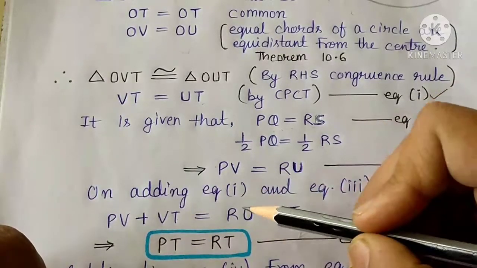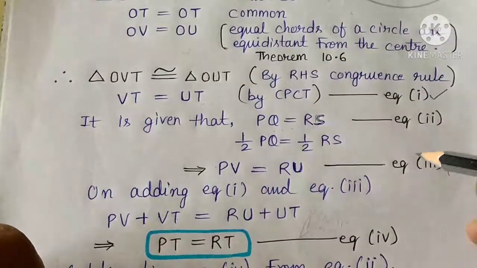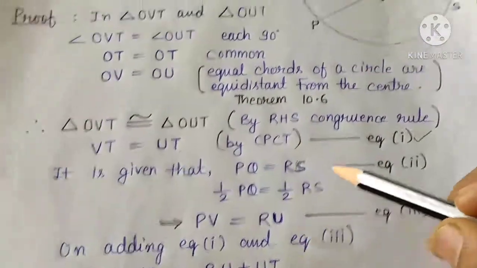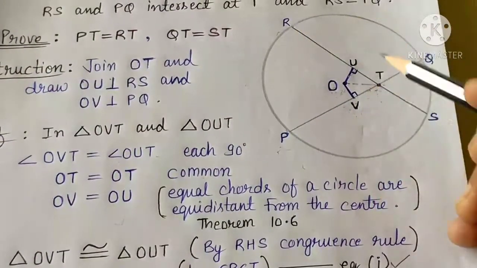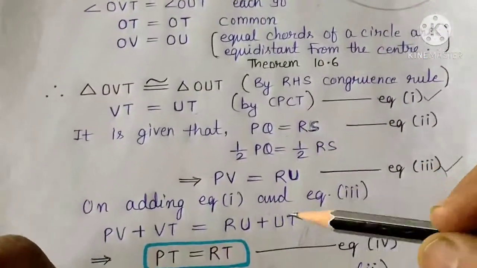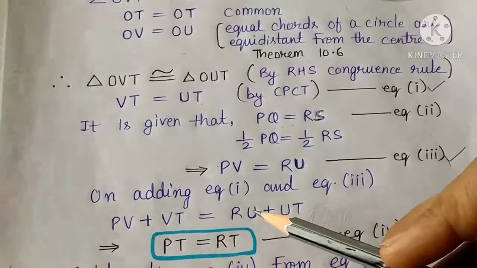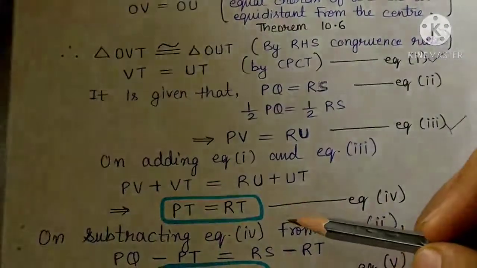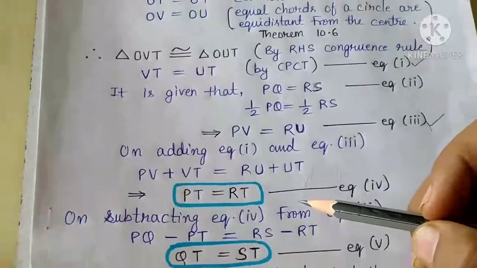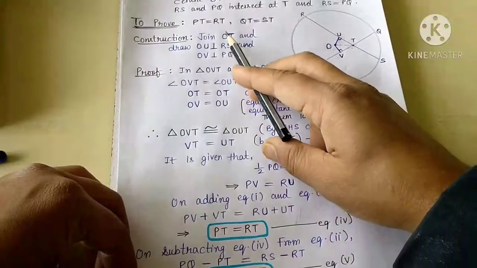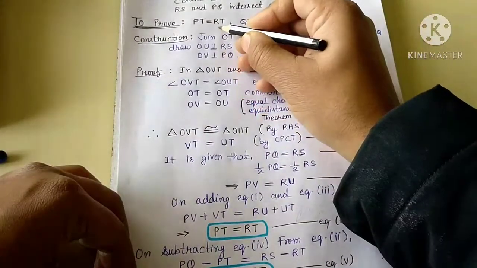And right hand side, RU, third equation, and first equation plus UT. So RU plus UT, just check. RU plus UT becomes RT. So we can say PT equals RT by adding these two equations. And this thing we need to prove. Just check what we need to prove. PT equals RT. We have proved this part.